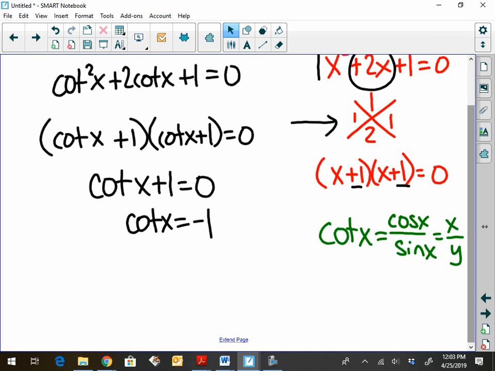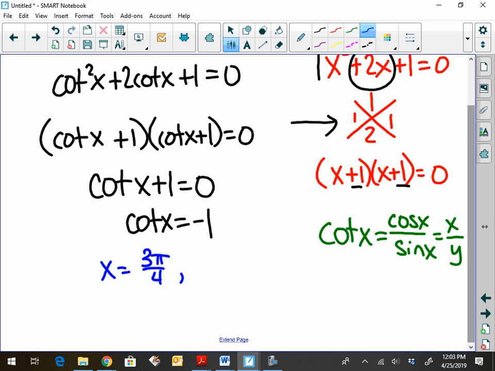And this one, we could also flip it and relate it back to tangent, right? But because cotangent is just the reciprocal, it should still work for us. So our answer for x, we get 3 pi over 4 and 7 pi over 4. So cotangent, where is that negative? And in this case, it would also work for our tangent, right? Because we're just switching those around.